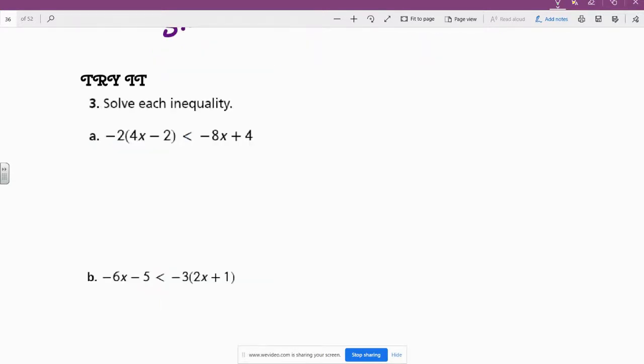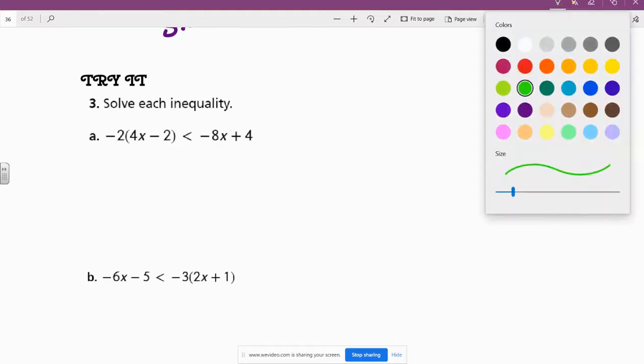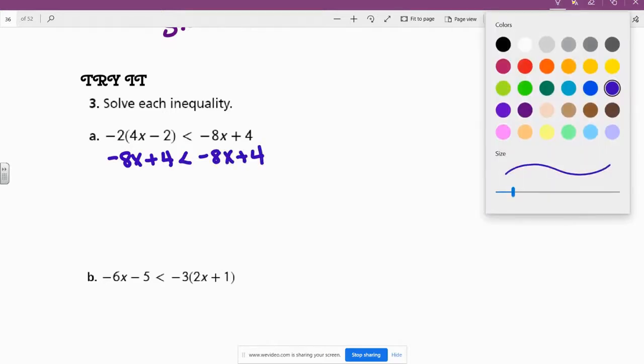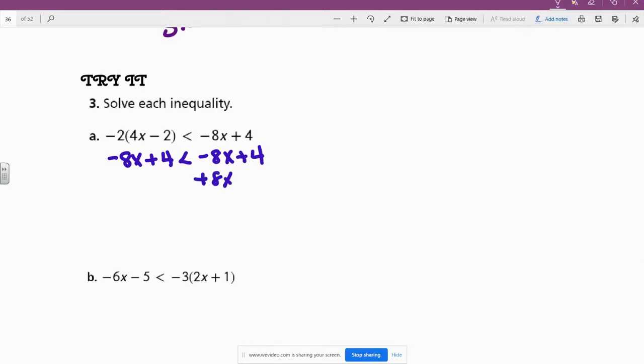So go ahead and again, you can pause it, try it yourself or with your partner and see if you get the same answers I do, or if you want to watch me, you can go through the try it with me. So on the left side, I'm going to distribute the -2, so I get -8x plus 4 is less than, and over on the right side, there's nothing to do. Notice that the coefficients on the x's are the same, but we're going to go ahead and add 8x to both sides.